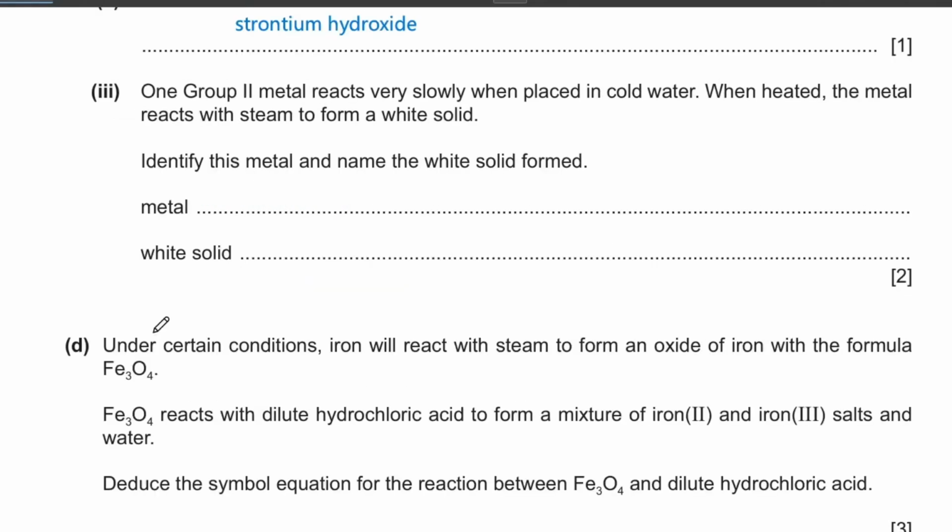Next question. One group 2 metal reacts very slowly when placed in cold water. When heated, the metal reacts with steam to form a white solid. Identify this metal and name the white solid formed. The metal is magnesium, and the white solid that is going to be formed is magnesium oxide.